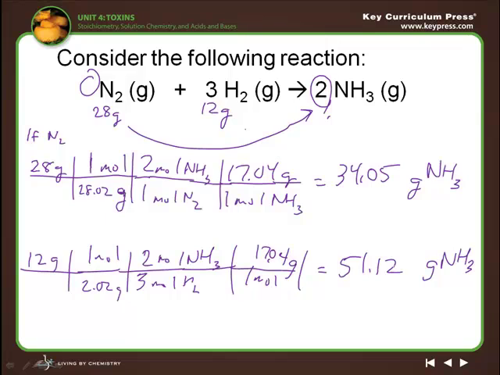Yes, sir. So you do 12 divided by 2.02 times 1. Yep. 12 times 1 times 2 times 17.04 equals, and then divide by this, then divide by that, and divide by that. The ones don't matter, so you cannot get those in. The way is your way.